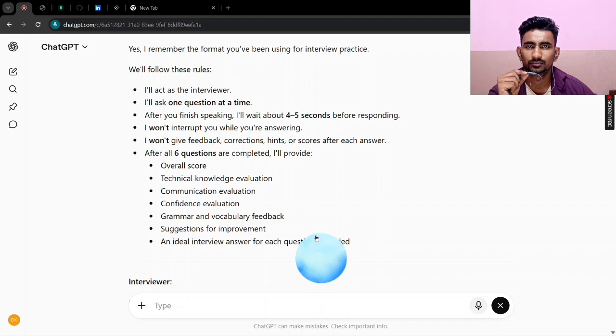Now, for improvement, tighten examples like debouncing, and clarify distinctions more directly like sharding versus indexing. Keep practicing, and you'll refine those answers. Okay, thank you.